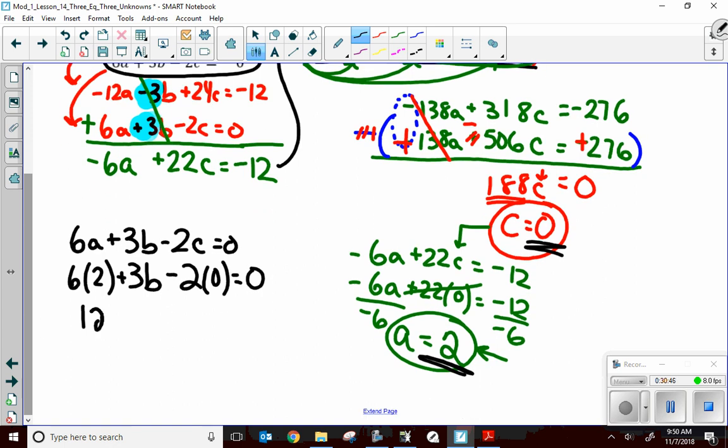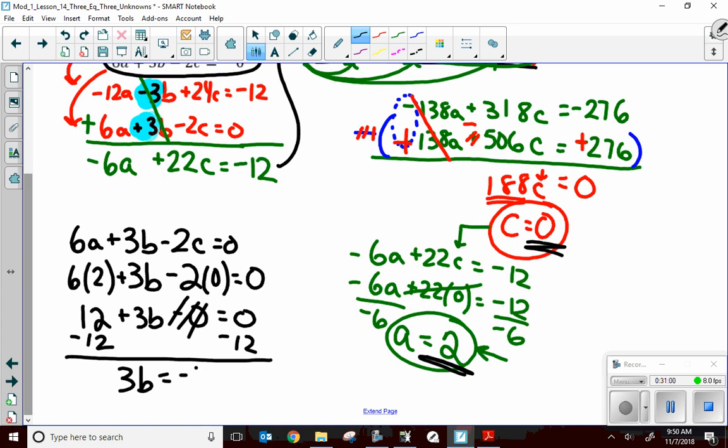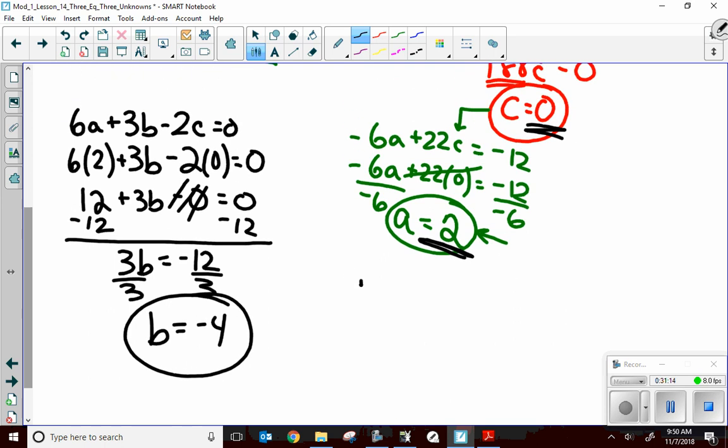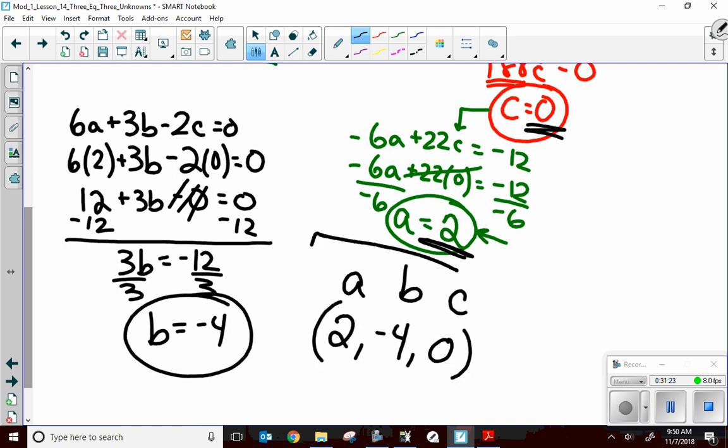So I've got 12 plus 3b minus 0 equals 0. This goes bye-bye. I'm going to subtract 12 from both sides. And I've got 3b equals negative 12. And if I divide both sides by 3, b equals negative 4. Woo! So I have an a, a b, and a c now. A is 2, b is negative 4, c is 0.